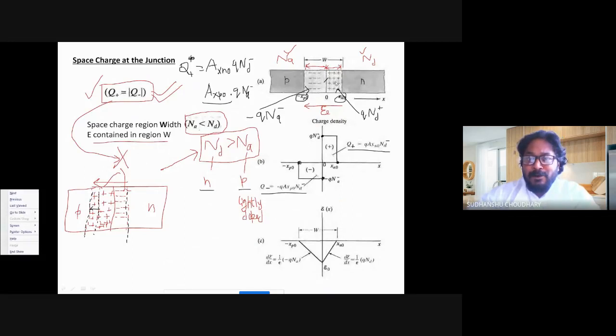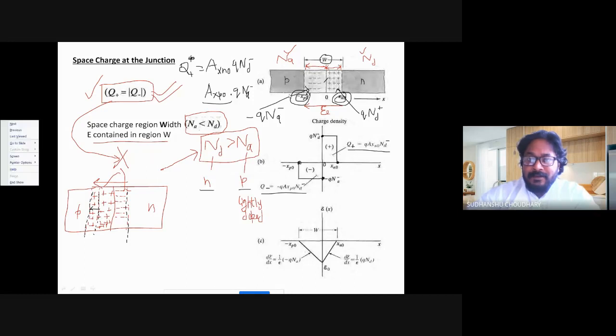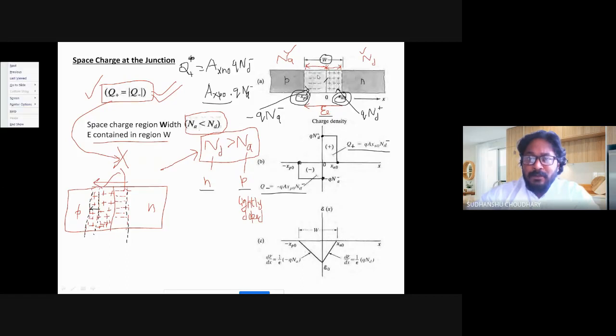And then we also want to find out the width of this depletion region, W, again in terms of the doping concentration. Then we also want to find out this Xp0 and Xn0, that is the width of the depletion region on the P and N side. So separately we want to find out these four things: the electric field, then W, and then minus Xp0 and Xn0, that is the width of the depletion region on the P and N side.